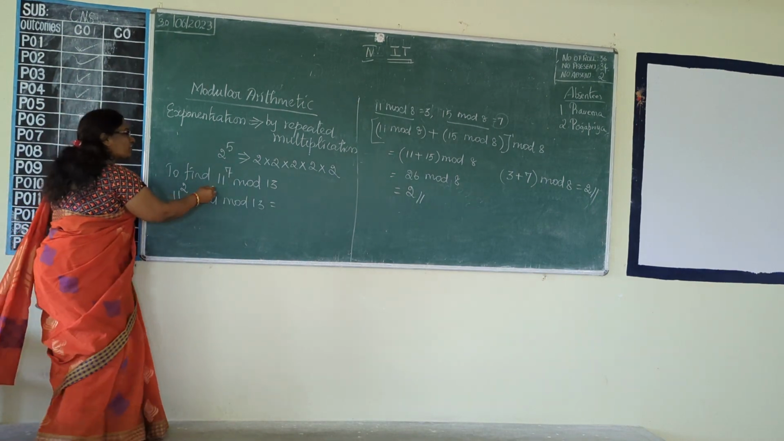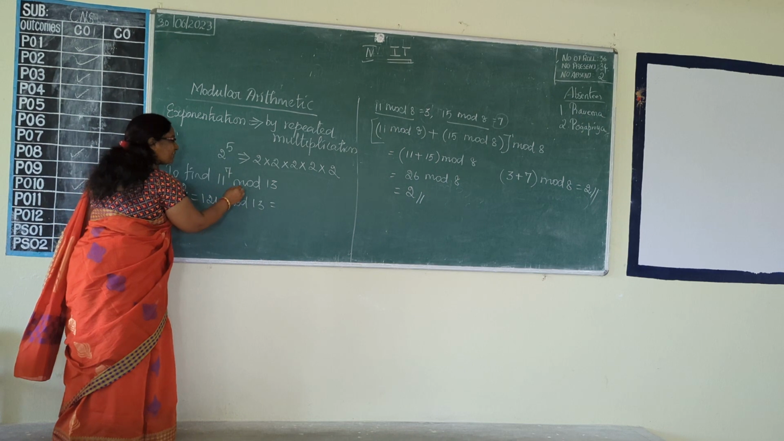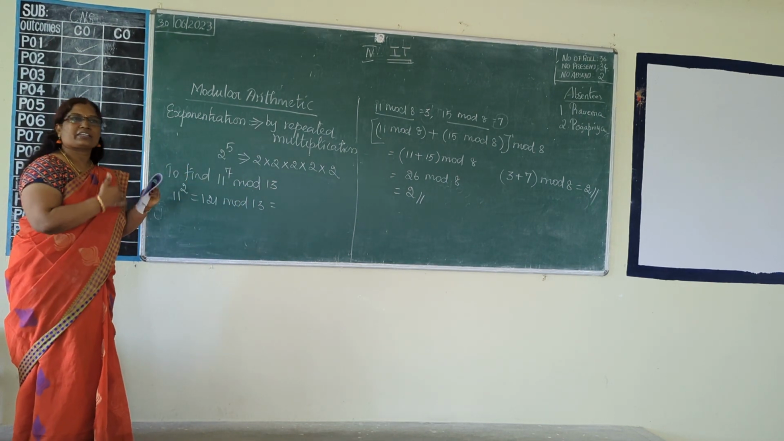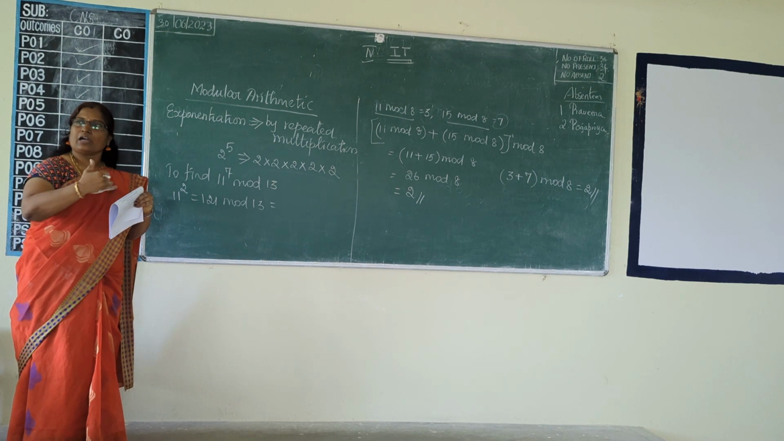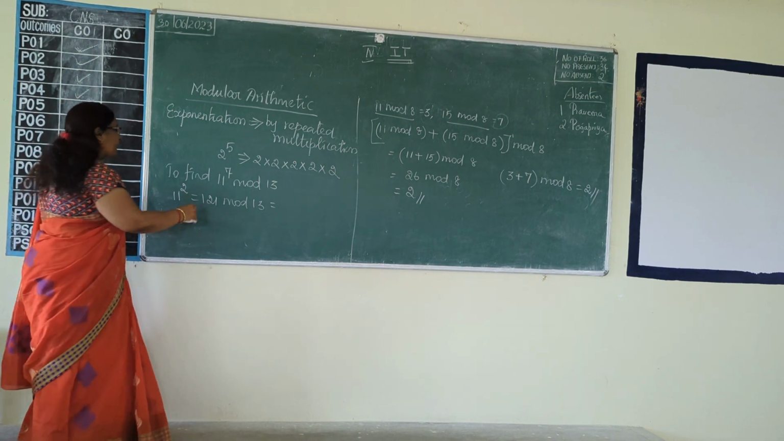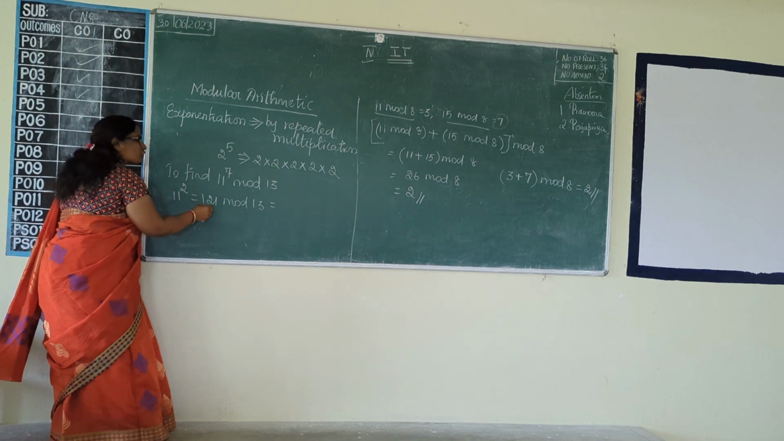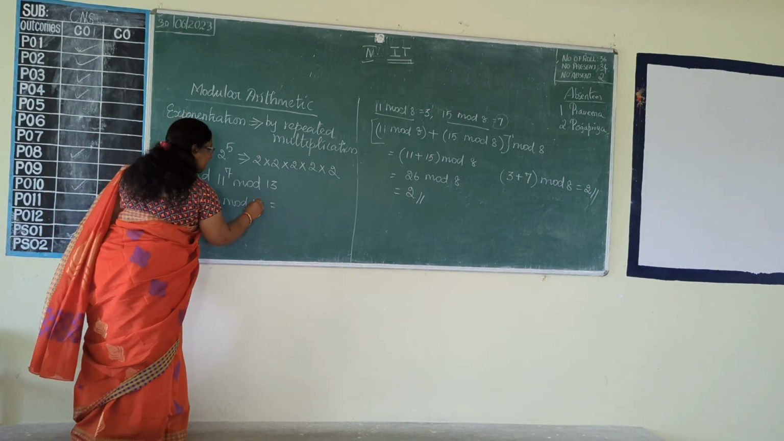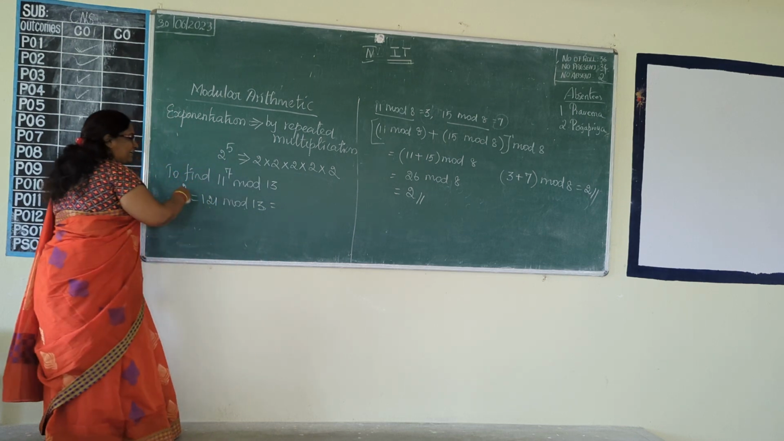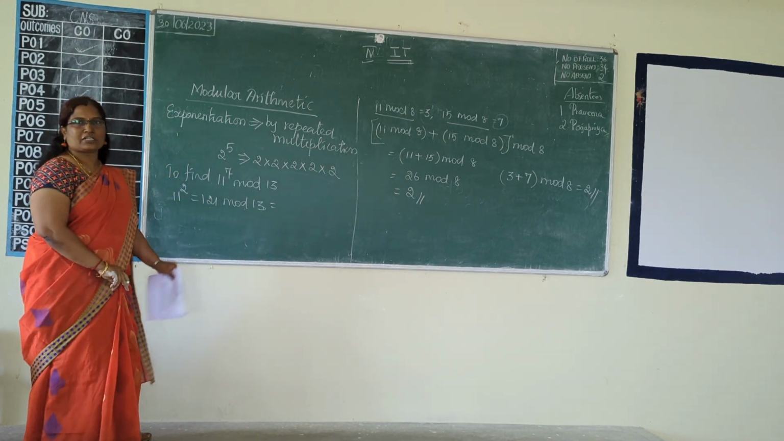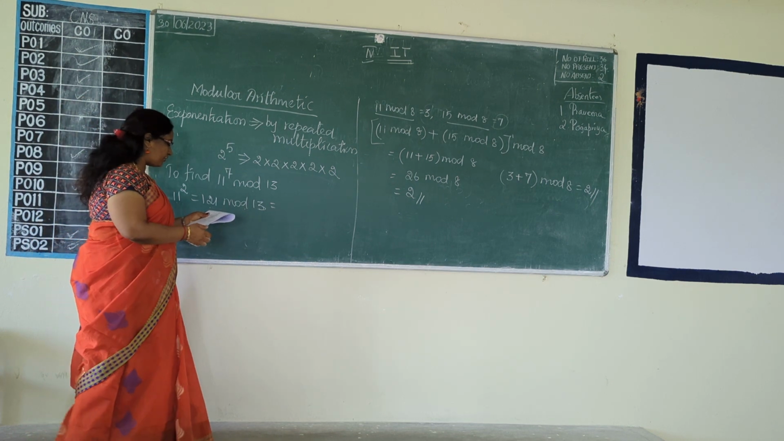So I want to evaluate 11 to the power 7 mod 13 directly. So I take the smaller order and then I proceed. I know, don't use a calculator. 11 to the power 2 is 121 mod 13. You can do it manually and tell me how many 13s will go into this and what will be the mod value here.